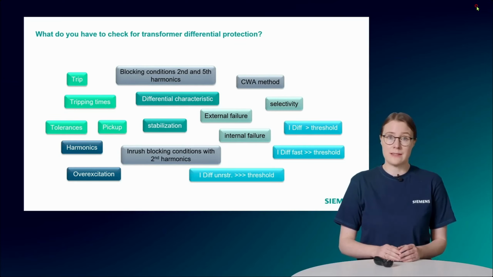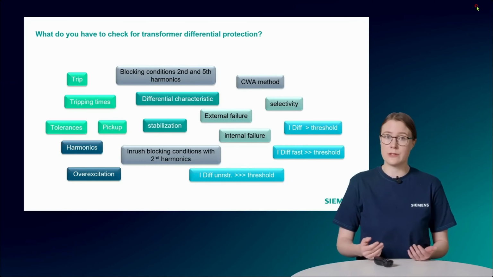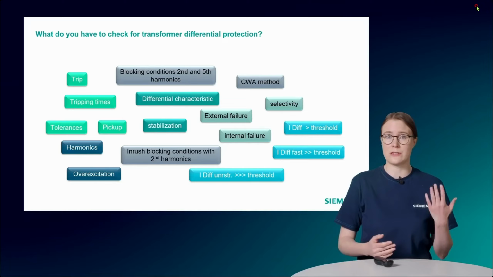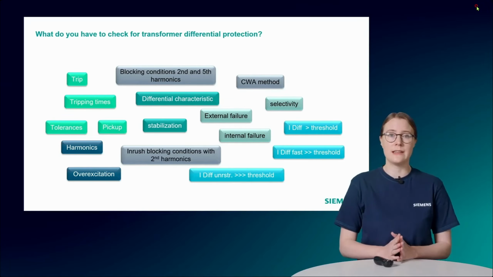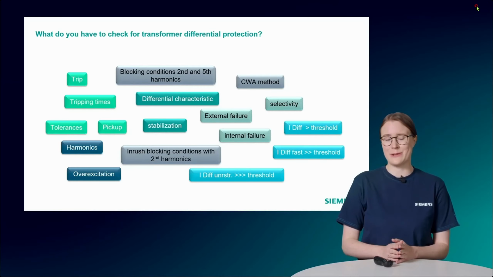But our customers want to validate the blocking conditions as well for inrush currents using both the traditional second harmonic method and the new CWA technique and the blocking conditions for overexcitation. The test should also generally confirm that the protection relay is stable in the event of external fault and trips reliably in the event of internal fault, and that it behaves selectively under the given network conditions.